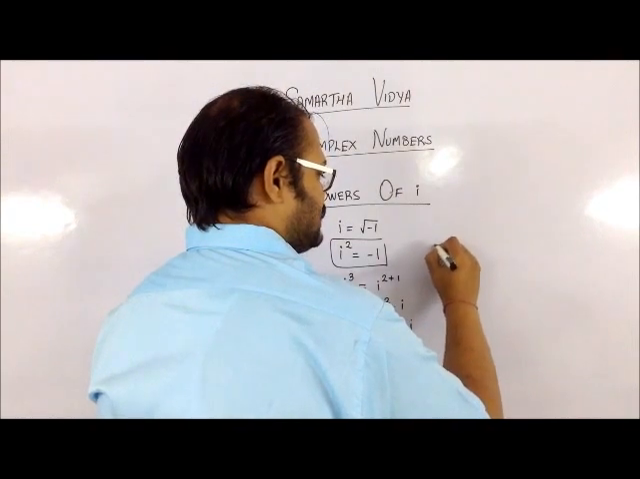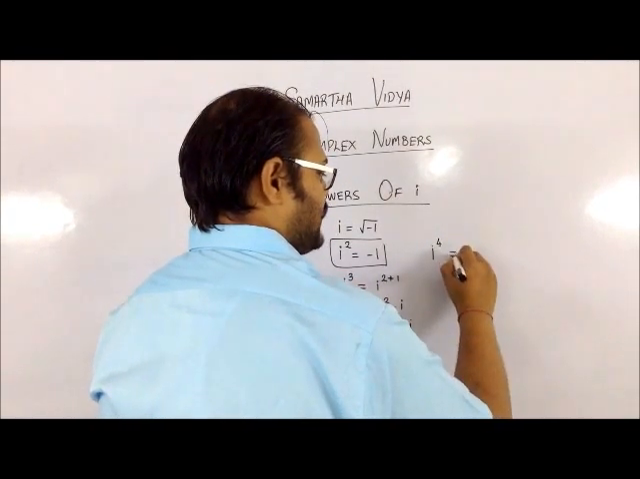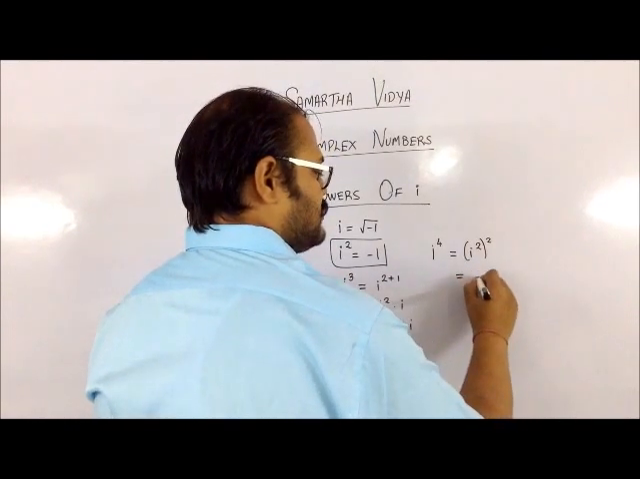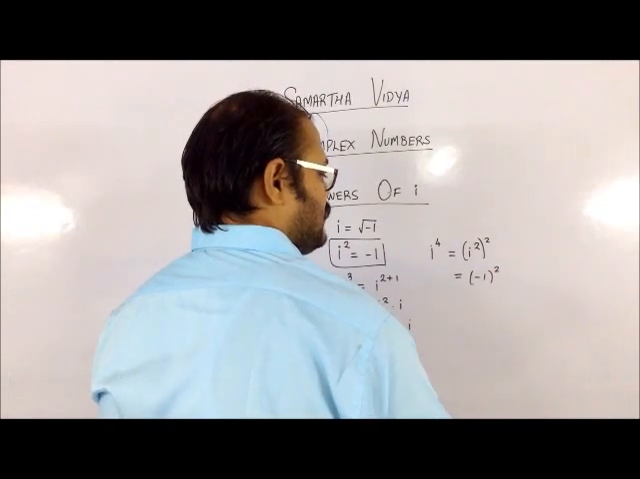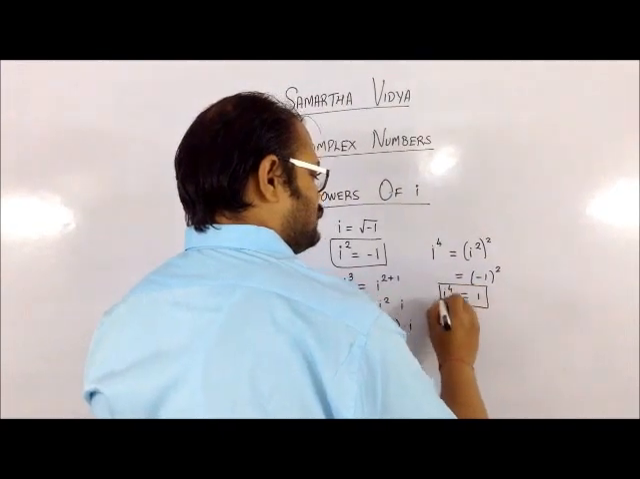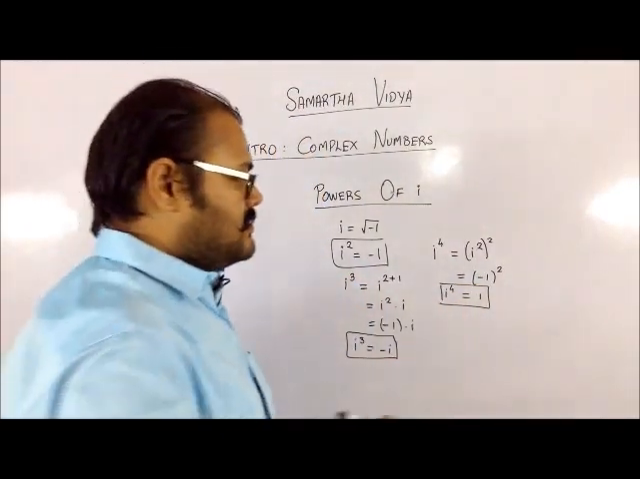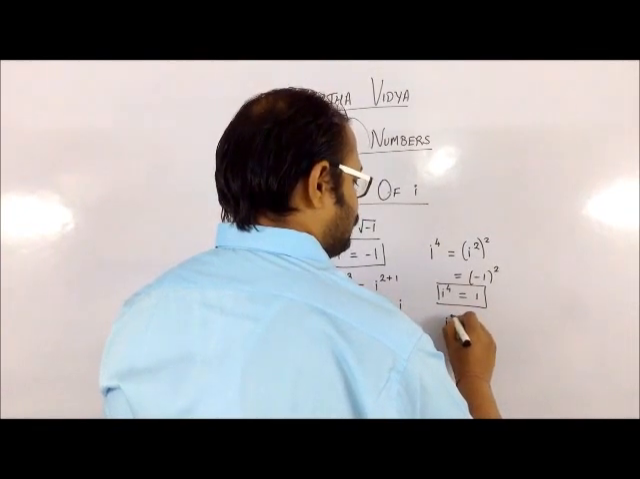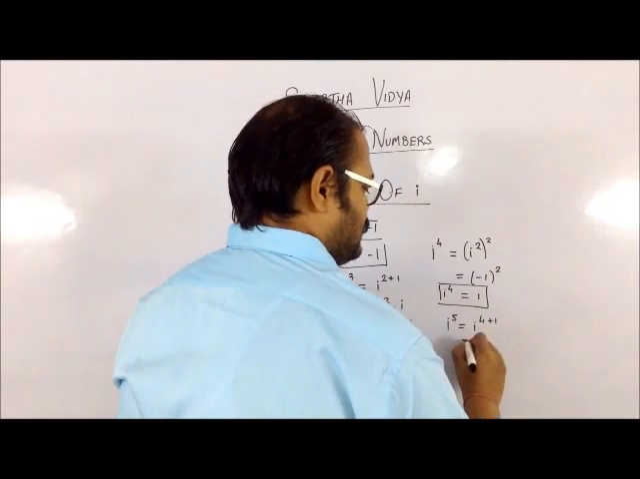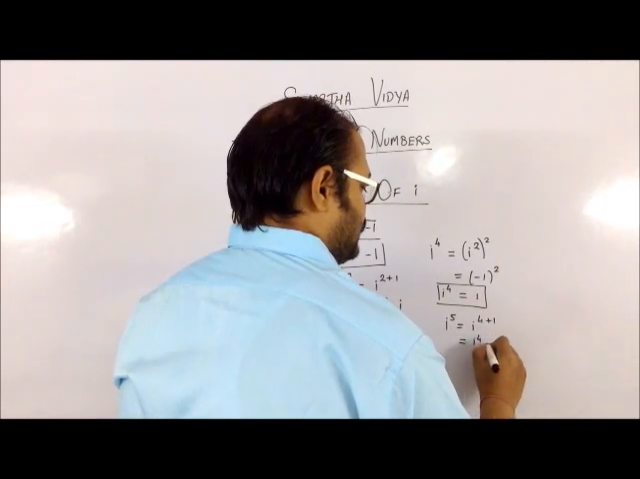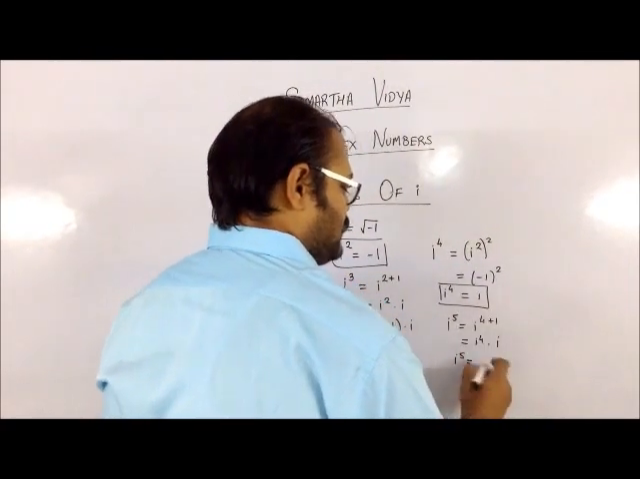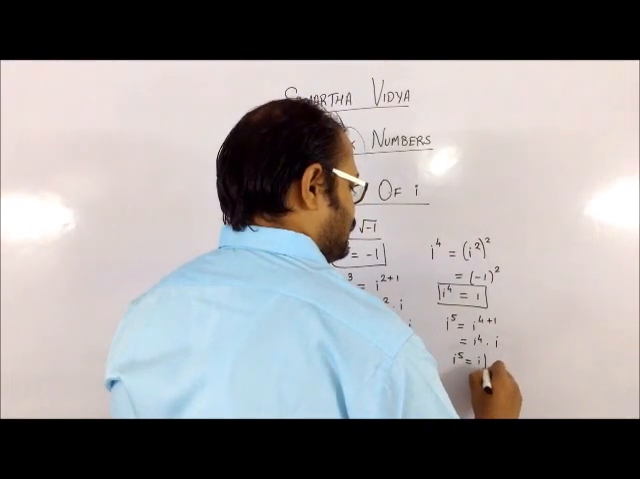Now next we are finding what is i raised to 4. i raised to 4 can be written as i square the whole square. i square is -1, -1 square is 1. So i raised to 4 has the value 1. Next we go for i raised to 5. i raised to 5 can be written as i raised to 4 plus 1. So it is i raised to 4 into i. So i raised to 5, because i raised to 4 is 1, will be having the value i.